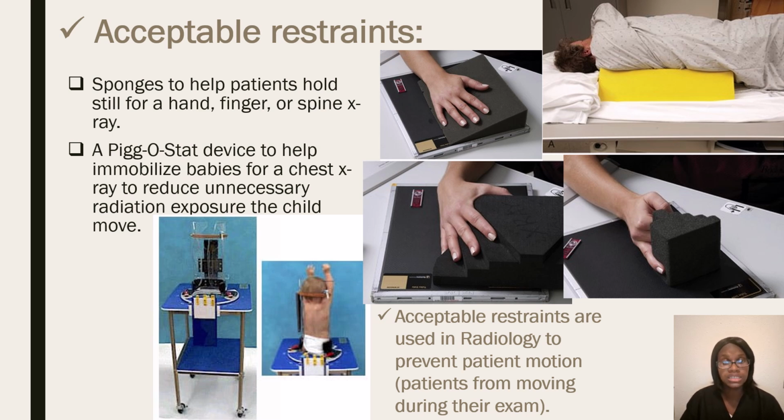And then we have acceptable restraints that we use in radiology. We have sponges to help patients hold still for a hand, finger, or spine x-ray. Sometimes you use the sponge for the spine x-ray to get like a good oblique, sometimes a good lateral. And then you also have the pigostat device to help immobilize babies for a chest x-ray. This is going to reduce unnecessary radiation exposure to the child.